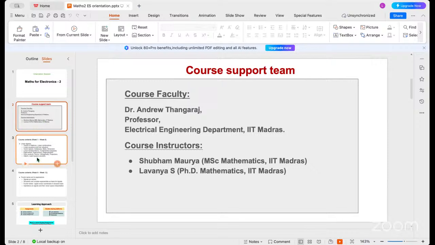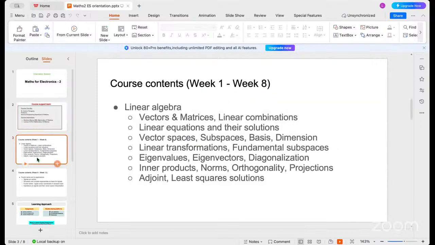So the contents here, preliminary, are linear algebra and some applications of linear algebra in electronic systems, mainly how to look at signals in electronic systems using linear algebra. So in weeks 1 to 8, these are the contents we have in Maths 2. So first we have the introduction session.